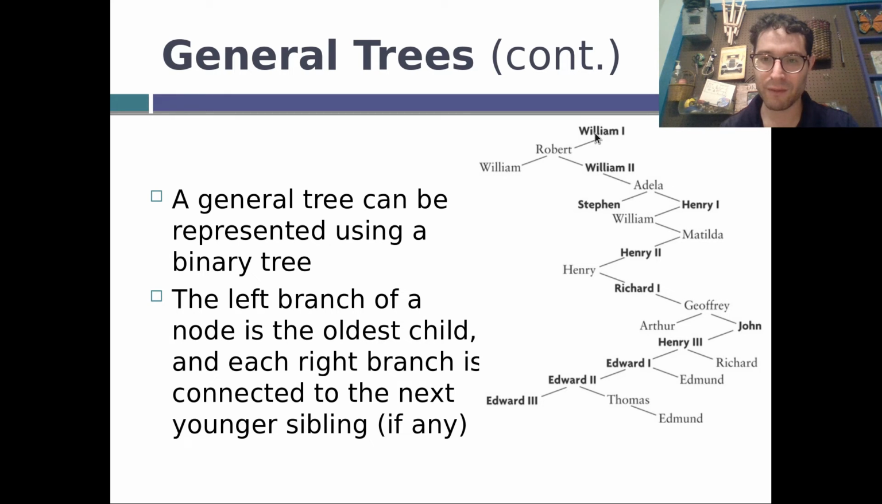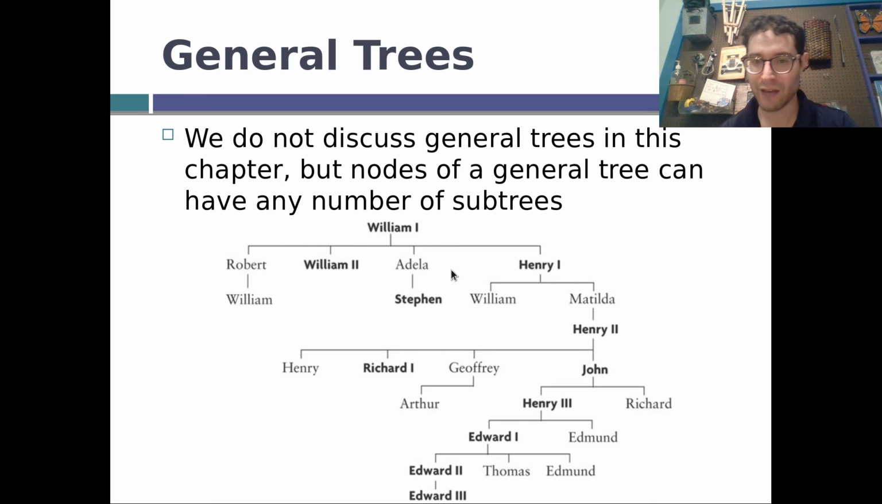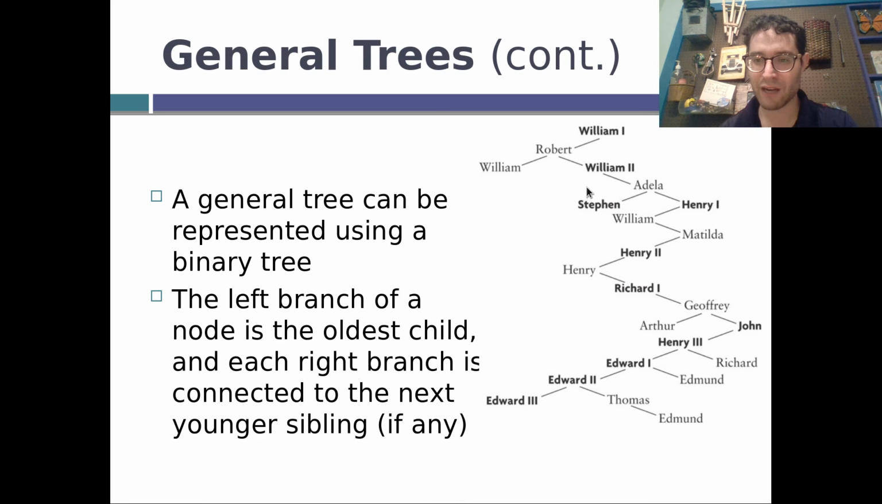So look at this. William I, right, his oldest child happens to be Robert, right? And Robert's right branches are all, right, Robert over here, his right branch connects to William, which is his younger sibling, which connects to Adela, which is his younger sibling, and Henry I, which is her younger sibling, right? We flip back to here. Notice that that was that diagonal line, right? And so we took this tree and we just kind of rotated it on its head. So you can take these trees and just turn them into binary trees anyway.